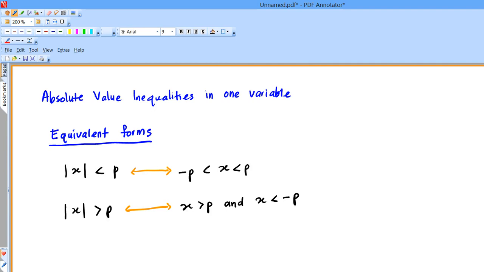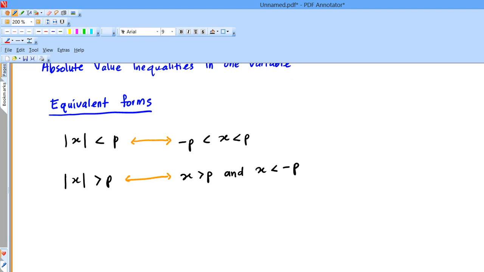Here we have the equivalent forms. Number 1, if we have |x| < p, we can write it as -p < x < p. Number 2, if we have |x| > p, we can write it as x > p or x < -p. So now let's move to the first example.